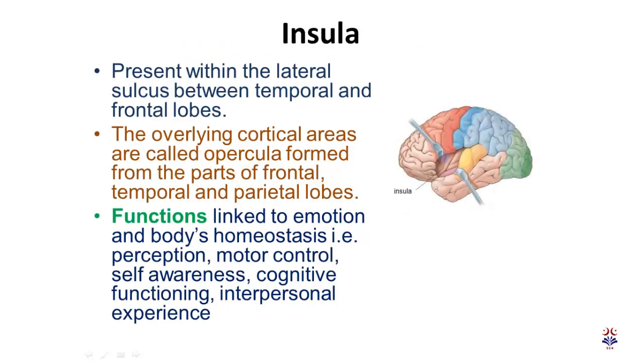Now, this lobe, the insular lobe, is present within the lateral sulcus between the temporal and frontal lobes. This is frontal and this is temporal. The overlying cortical areas are called opercula, which are formed from parts of the frontal, temporal, and parietal lobes. Its function is linked to emotion and the body's homeostasis, that is perception, motor control, self-awareness, cognitive function, and interpersonal experience.